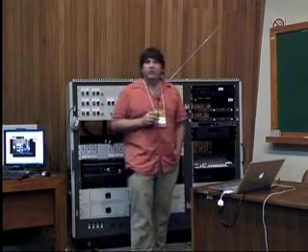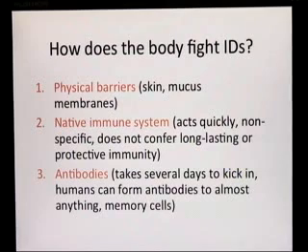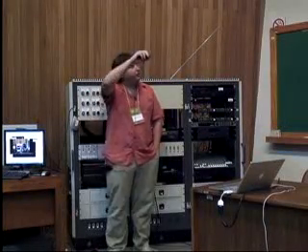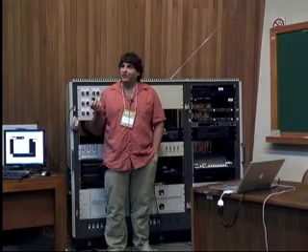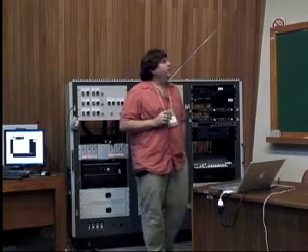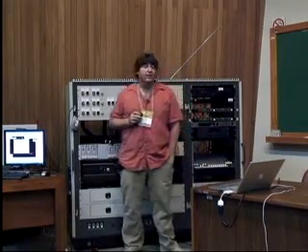Then there's the native immune system. Some of you might have heard of cells like macrophages, neutrophils, the complement system, natural killer cells. These act very quickly. And they better act quickly, because if bacteria can double in number every 30 minutes, and this system didn't act quickly, you'd be dead quickly. So this acts very quickly, it's nonspecific, and it doesn't confer any long-lasting immunity.